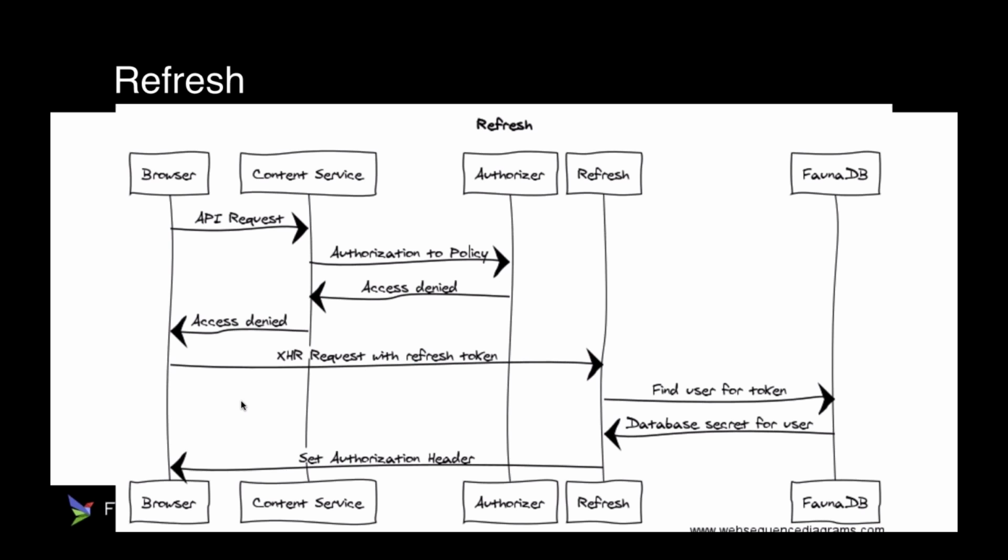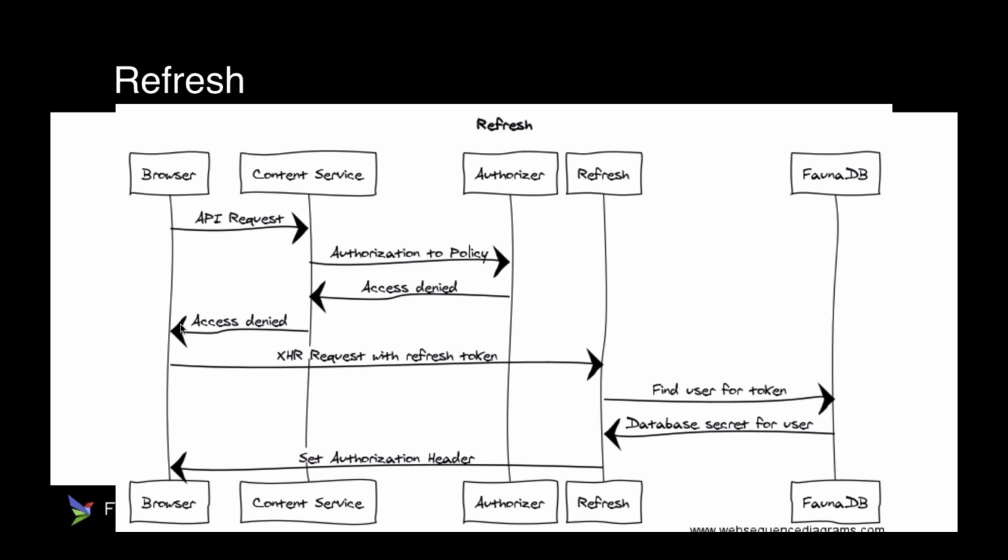Now, there's one detail in these flows that needs to be accounted for, and that's this refresh loop, which is what happens when your session expires. So the browser goes to the content service, and the content service goes to the authorizer, and the authorizer says, wait, that cookie is expired, or that token is no longer valid, and you get an access denied, which the content service returns to the browser.